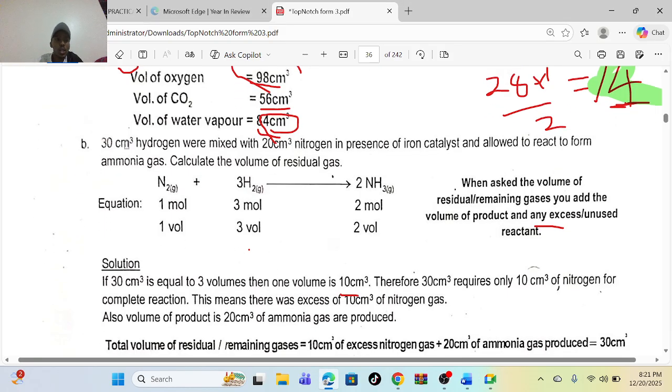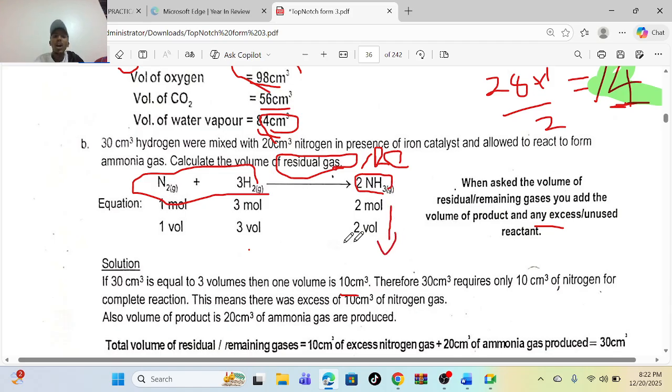Next question, you may be asked to find the residual gas. The residual gas you are asked about is the remaining gas. Remaining gas has a formula. The formula is you add the formula of the product. You have the reactant side, and this is the product side. Whatever you have on the product side, you add any excess from here.